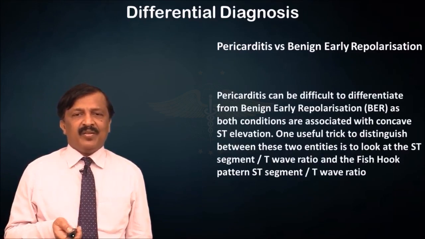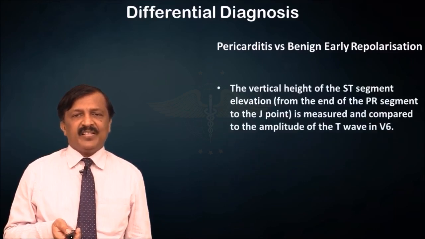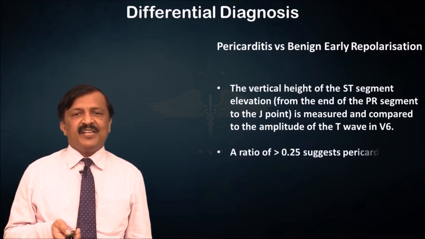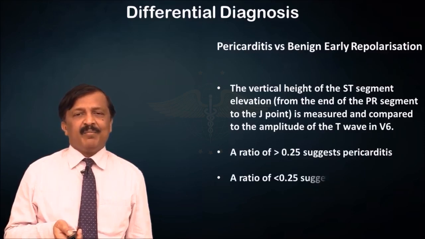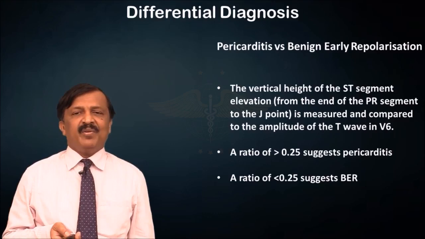So, one of the important clues is the ratio of ST and T. This is called the ST segment to T wave ratio. The vertical height of the ST segment is taken and the height of the T wave is taken. If the ratio is more than 0.25, it will suggest pericarditis; less than 0.25 suggests early repolarization. So, we will go through a few examples.